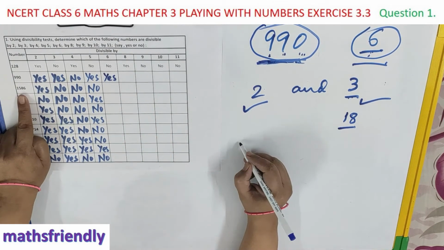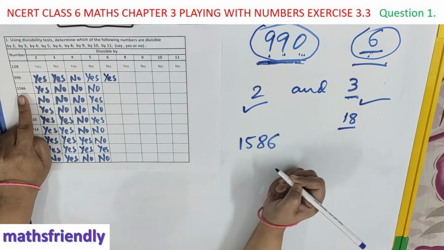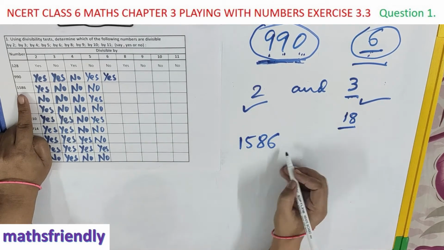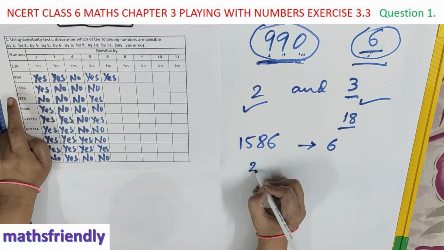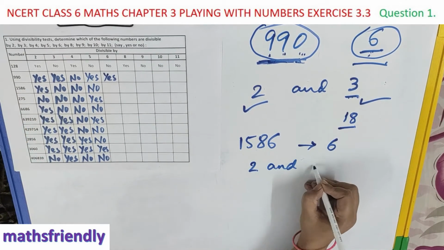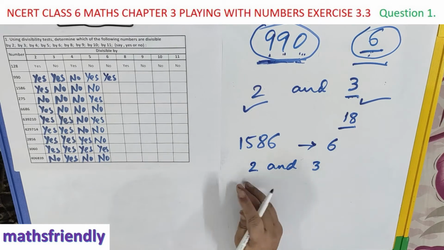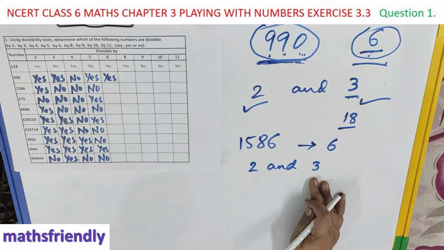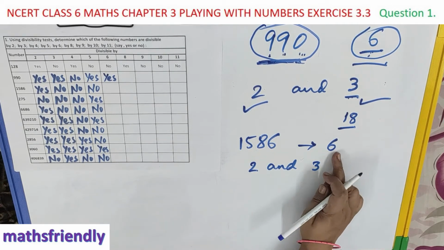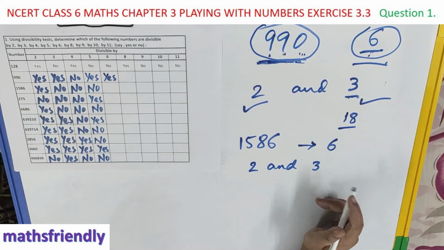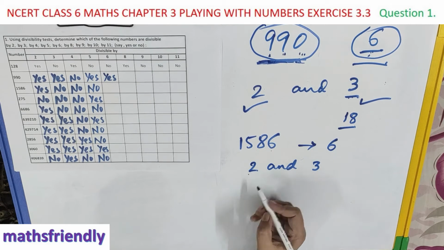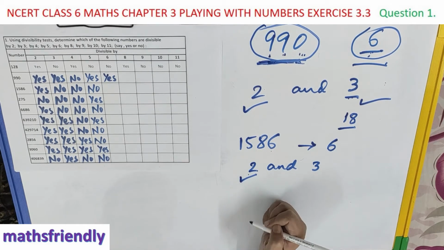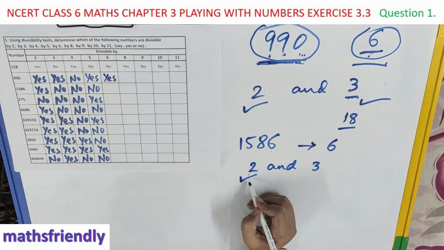The next number is 1586. So, we have to check whether this number is divisible by 6 or not. It means we have to check whether this number is divisible by both 2 and 3. If this number is divisible by both 2 and 3, then we can say that yes, it is divisible by 6 also, right? So, see, the last digit, the ones digit, is 2. It means yes, this number is divisible by 2.